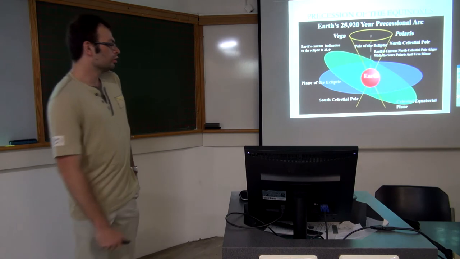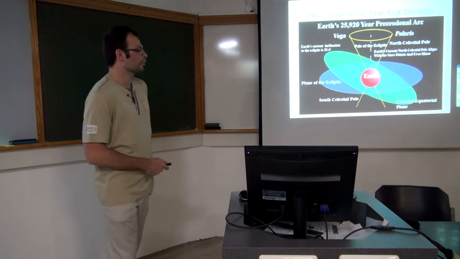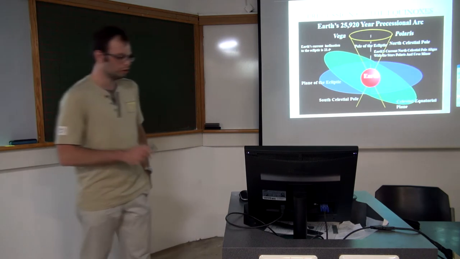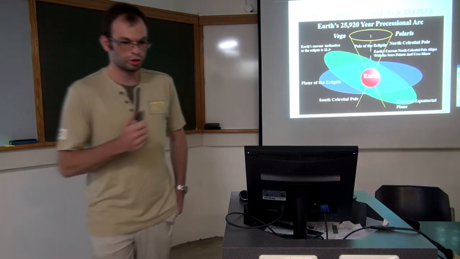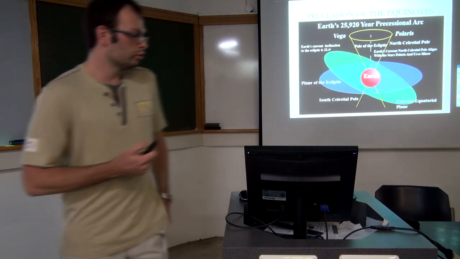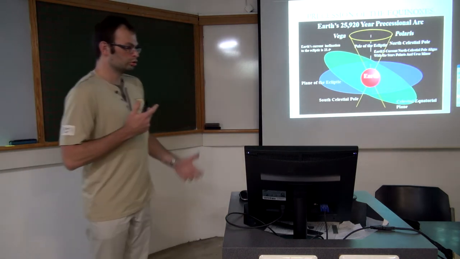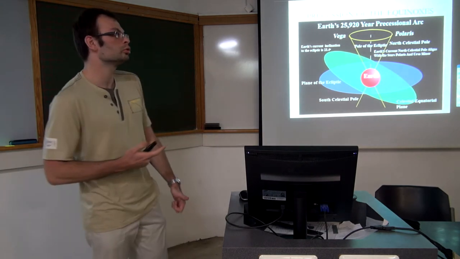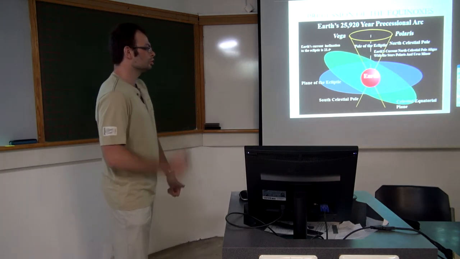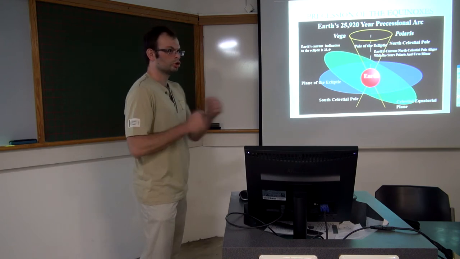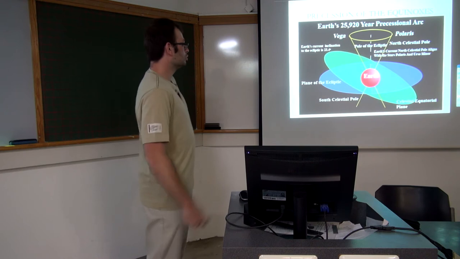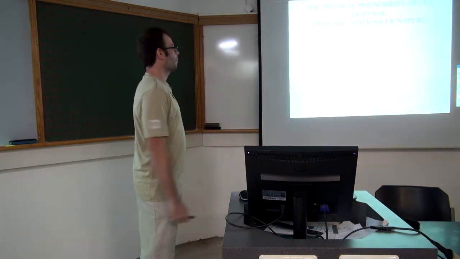Another thing to keep in mind is that the rotation axis of the Earth is not fixed. It's actually precessing, which causes the precession of the equinoxes. It has a period of about 26,000 years, and so the vernal and autumnal equinoxes are going to change.